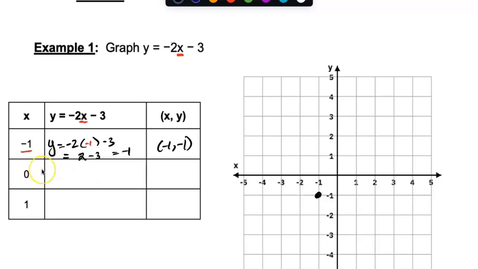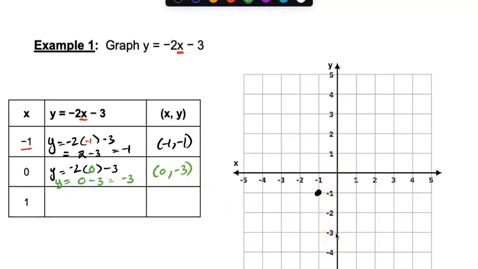Then we're going to do the same thing with 0. So we're substituting. Y equals negative 2, that's our function equation, and wherever the x is, we substitute in 0. Well, 0 times anything is 0. So we get 0 minus 3, which is negative 3. So our y is negative 3 and our x is 0. We put the x first, so 0, negative 3 is our next point. On this graph, we go 0, negative 3. Right, 0 on our x, so we're just right here in the middle, and then on our y, we go down to negative 3.